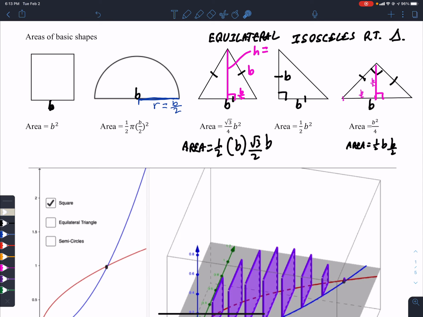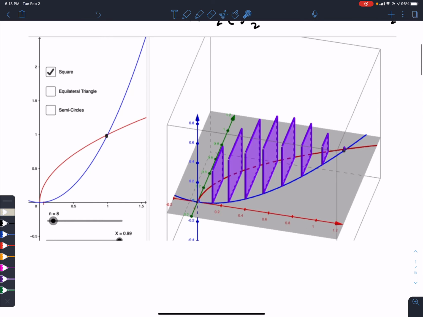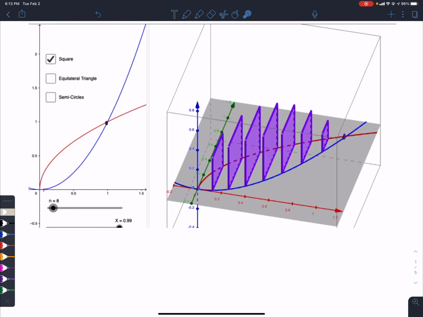Now let's take a look at what we did earlier. So we have squares on top of this function. And I'm going to label these. The red one we will call f of x, and the blue one we will call g of x. And so this is g of x, this is f of x.